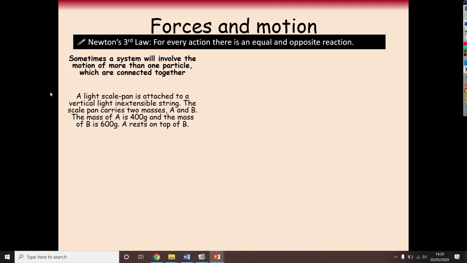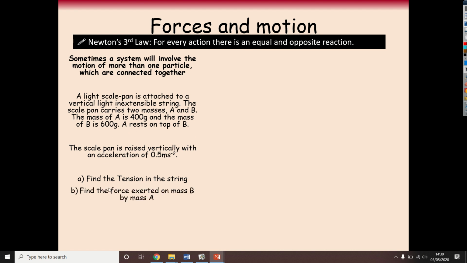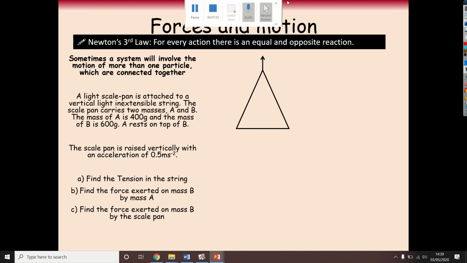Let's have a look at what we've got. Light scale pan attached to a vertical light inextensible string. Very similar language for a lot of these. The scale pan carries two masses, A and B. A looks like it's smaller than B, and A rests on top of B. So let's draw this pan, and then we'll see what we have to answer as well. Acceleration of 0.5. Find the tension in the string. Find the force acted on mass B by mass A, and on mass B by the scale pan. Now these two are the ones that rely on this third law here, but we'll come to it in a minute. So here's the diagram. There's the scale pan.